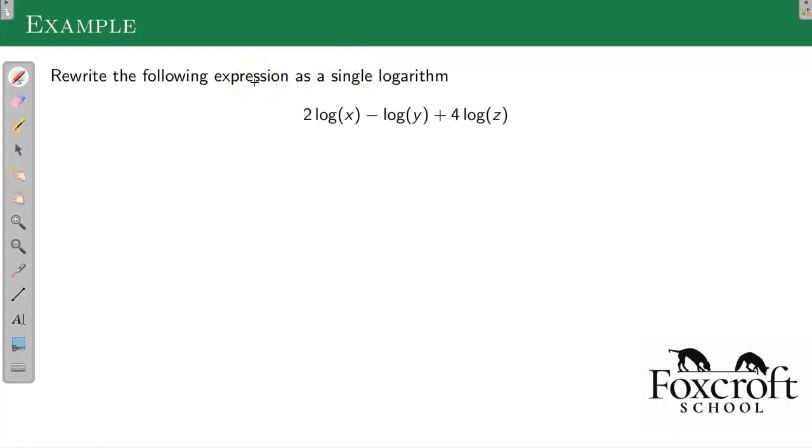Problems are going to start getting a little more complicated just because there'll be more terms than just 2, but all the rules still apply. The first thing I would always do is take these numbers and bring them in.